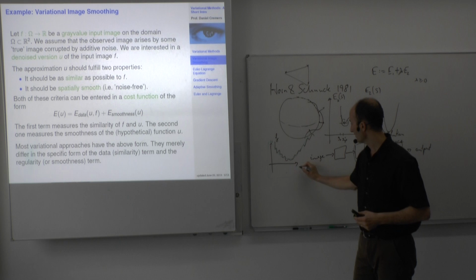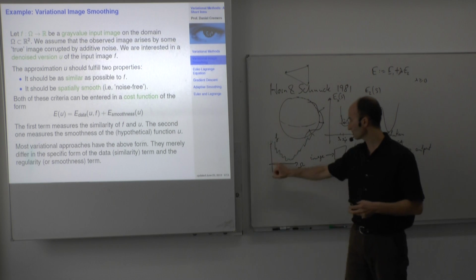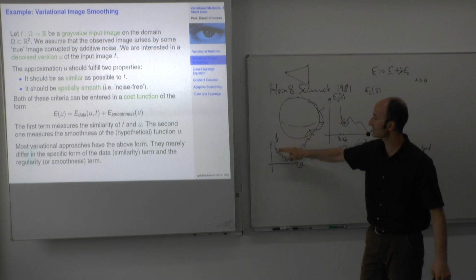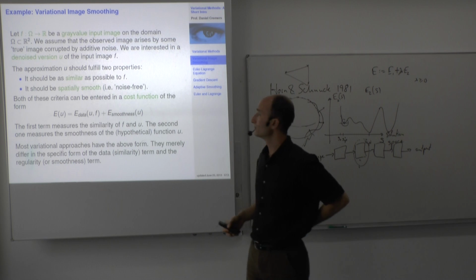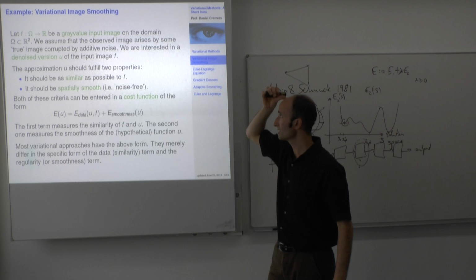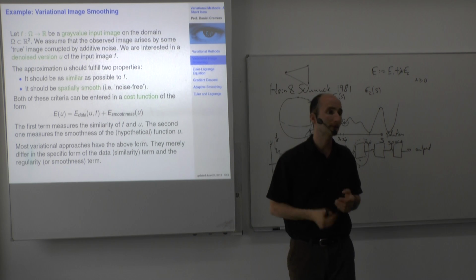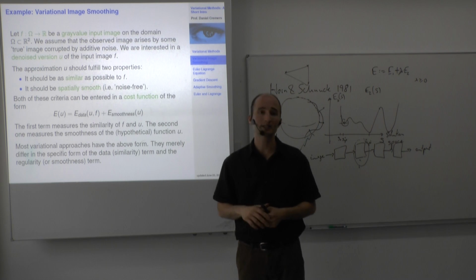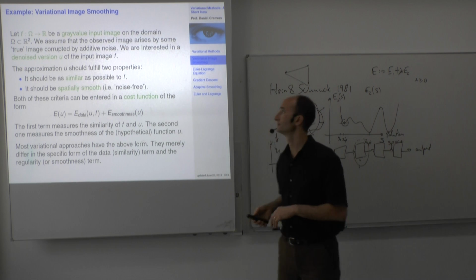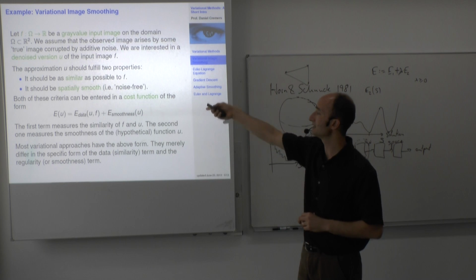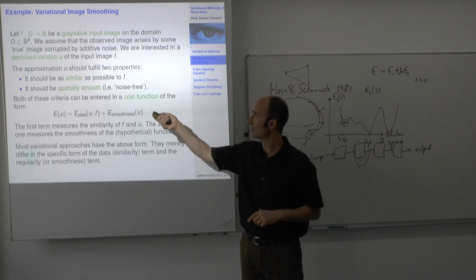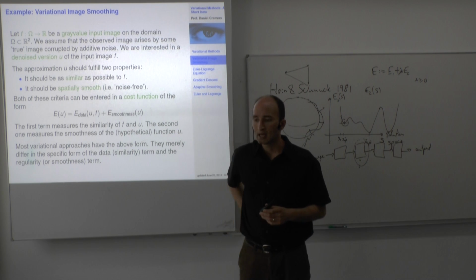And if this is omega, then a gray value image, and that could be the image plane if you want. Typically it's two-dimensional, but it doesn't matter for now. You can assume this is the image plane, and this is the intensity of your input image F. So mathematically F is a mapping from omega to R. And we assume that this observation arises from some true image, but it's corrupted by noise. This is a very common assumption in signal processing, that the observation is the true signal plus some noise. So this is a model of additive noise. You can also have other kinds, like multiplicative noise, but here we assume additive noise. And what we are interested in is finding a denoised version U of the input F. And so this is the problem.